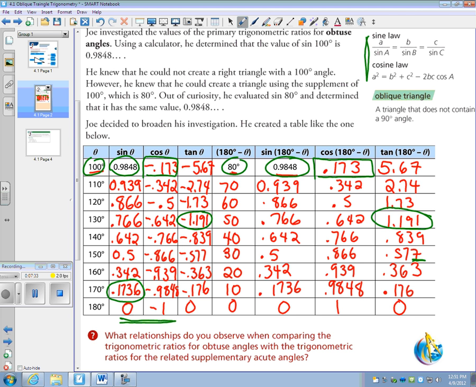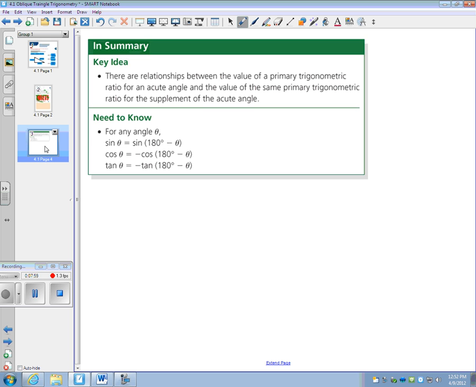Okay, so the relationship we observed when comparing the ratios for obtuse angles with the related supplementary acute angles: you'll notice that these are all acute and these are all obtuse. We notice that they're the same ratios for sine, and for cos and tan they differ by just that negative. So here they summarize it in a beautiful way, and this is in your textbook as well. There are relationships between the values of the primary trigonometric ratio for an acute angle and the value of the same primary trigonometric ratio for the supplement of the acute angle.